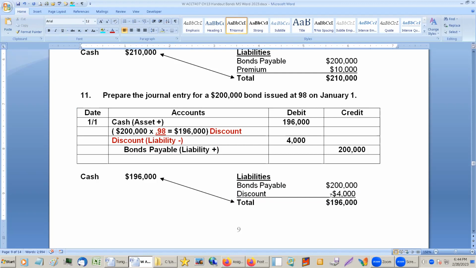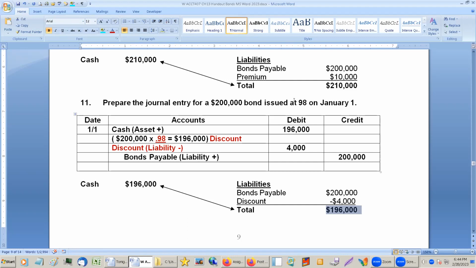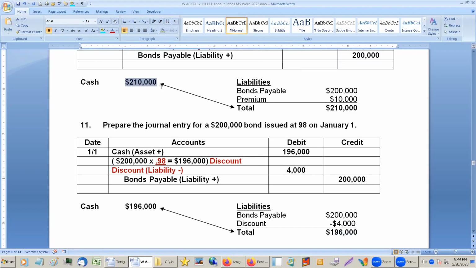And yeah, it is a little bit strange to do the journal entries for it. But if you just think about it, how much did they really borrow on number 11? They borrowed 196,000. And if they put that on the books, that's what they also have to have for the liabilities, or else it's not going to balance. And the same thing up here. You got 210. How much did they borrow? 210. If they tried to pay this off tomorrow, they'd have to pay off the 210.